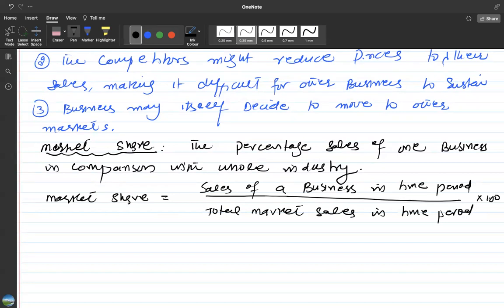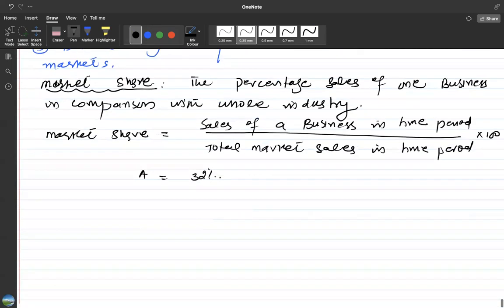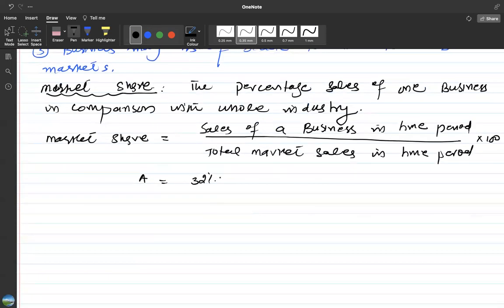times 100. So if we say company A has a market share of 32%, it means that out of 100 items being sold of that specific product, company A is selling 32 of them. And if the market share of a business is increasing, then marketing of its product has become more successful over the time period relative to its competitors. And more increase in market share can make a business brand leader.